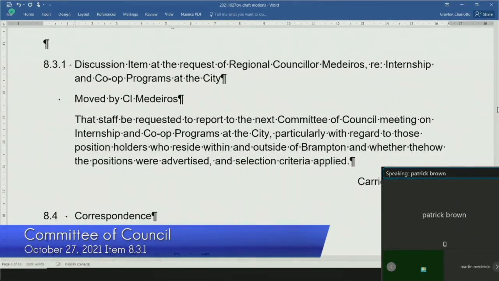And so is that something, Samira, you could answer right now, or is it something that could be more substantially be included in a report? So that's the first point, and maybe we can go to Samira to answer that.